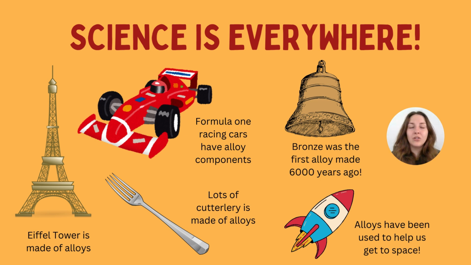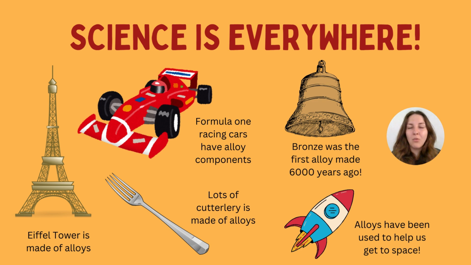Even items like our jewelry or the cutlery that we use on a daily basis for consuming food, even the different aerospace technology that we have for exploring the universe. There are loads and loads of different examples of alloys. And in fact, the first alloy was actually bronze, and this was made around 6,000 years ago. So we have had this technology for a really long time, and it's just a reminder really that science is absolutely everywhere, and we should always question what is going on around us and the world around us.